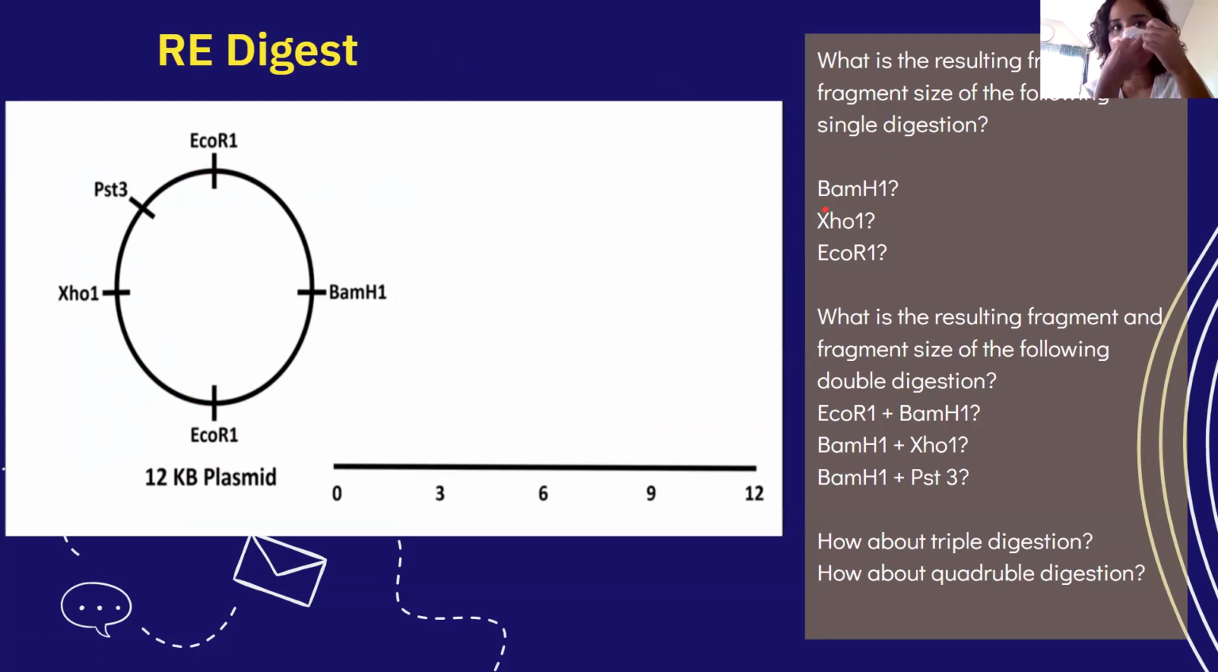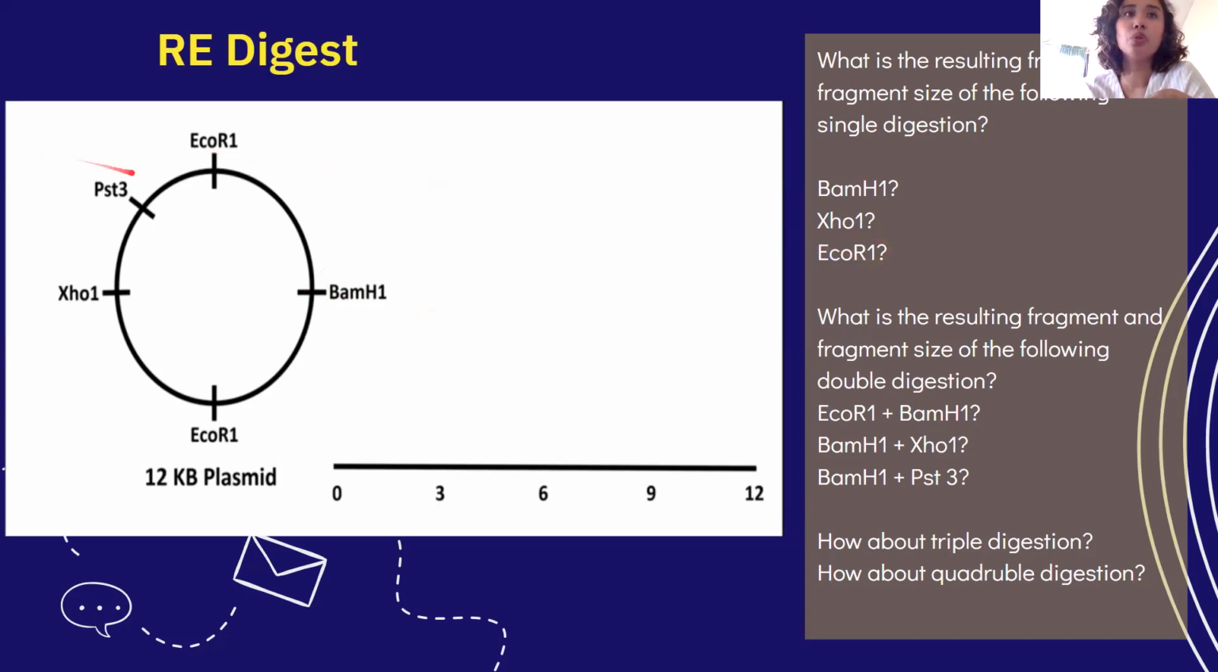BamHI. Since isa lang yung restriction site ng BamHI, pag tiniran mo ito sa gel electrophoresis, anong size ng resulting fragment? 12 kb pa rin. Okay? Kasi 1 lang yung restriction site niya. Wala nang iba.